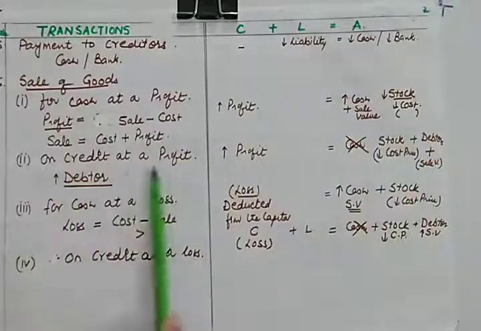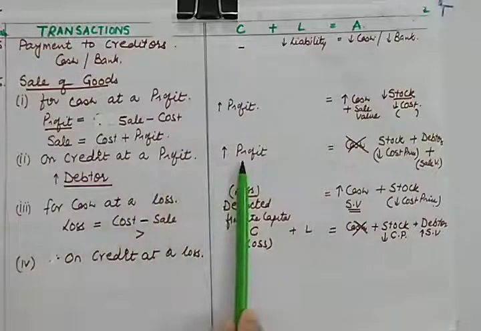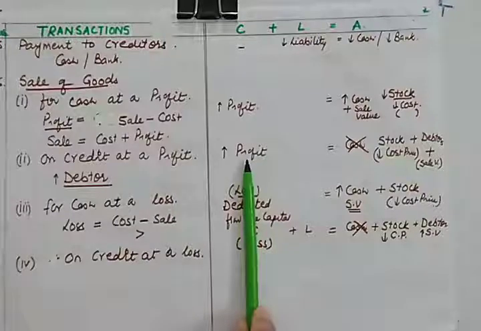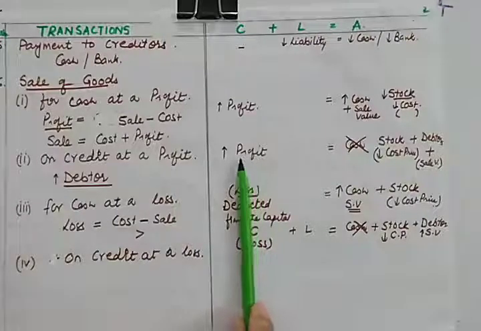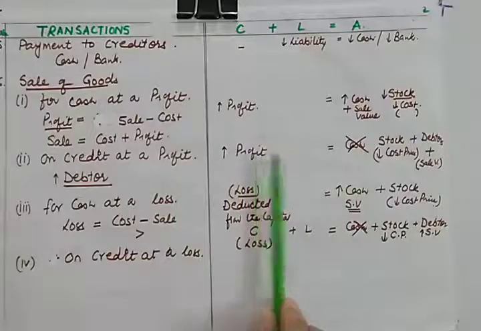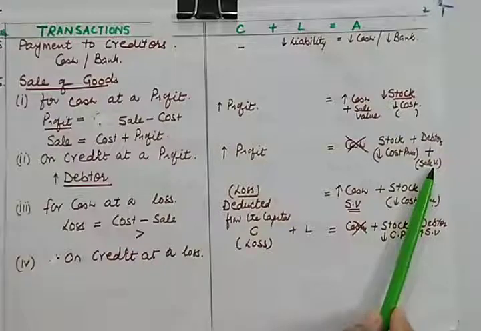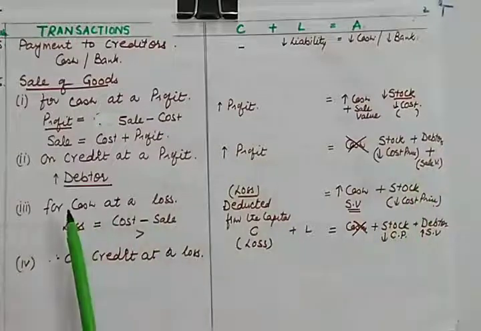On credit, if you are selling goods on credit, your debtor will rise. In that case, you can increase your capital with the profit because still you are earning profit even if you are selling on credit. Your stock will decrease with the cost price and debtor will increase with the sale value.